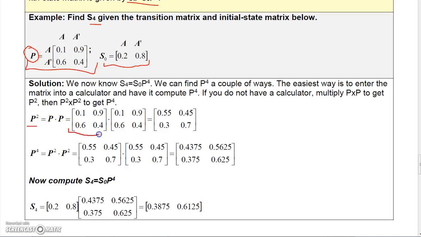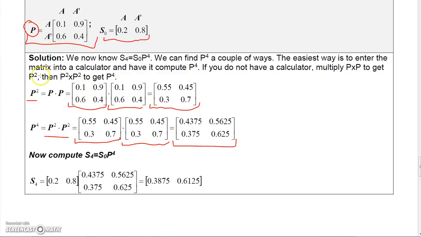So we can just take this matrix and then multiply it by itself, and then we get this matrix, which is P squared. And then if we multiply P squared times P squared, then we get P to the fourth. Okay? And then finally, to finish it out, we have to multiply that by S0, so the initial state matrix. So now we take the initial state matrix, S0, and then we multiply it by P to the fourth, and then we get the fourth state matrix, which is about 0.3875 and 0.6125, so about a 39% and 61% chance.